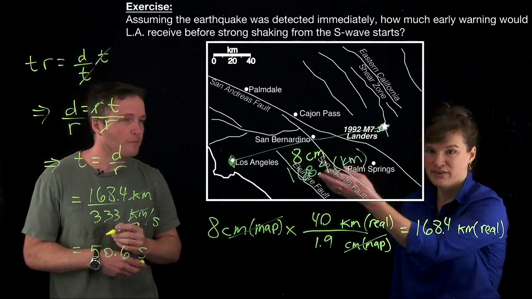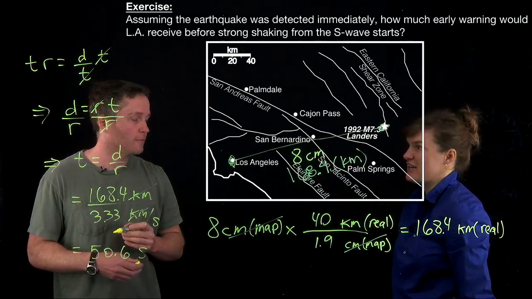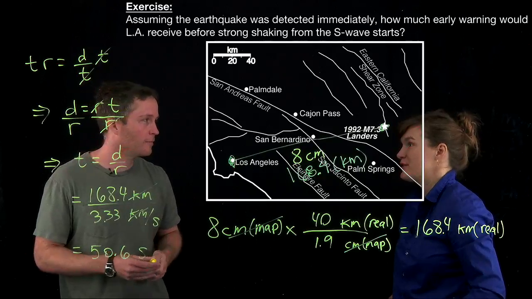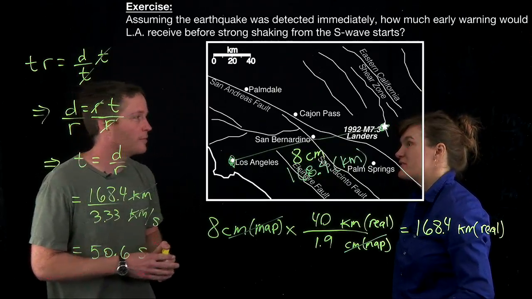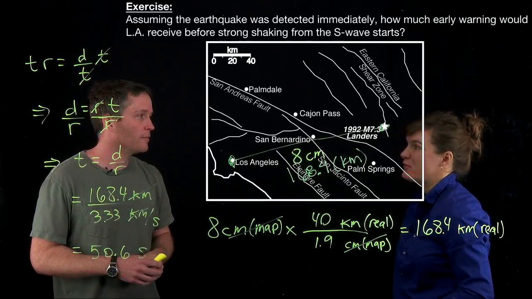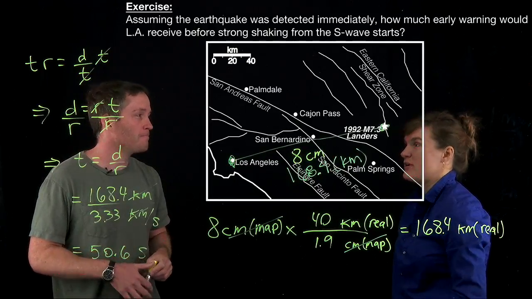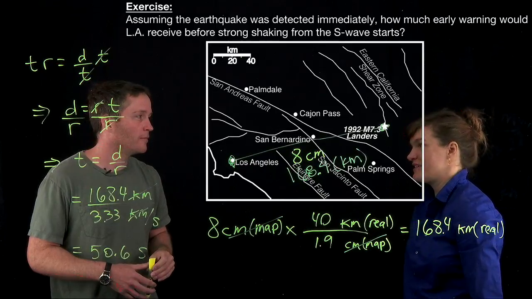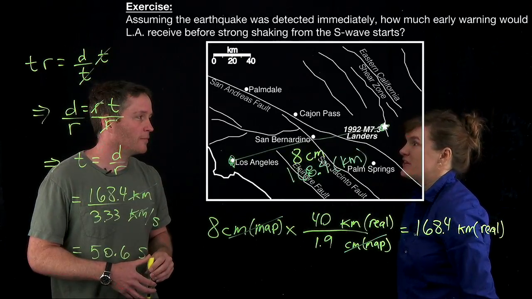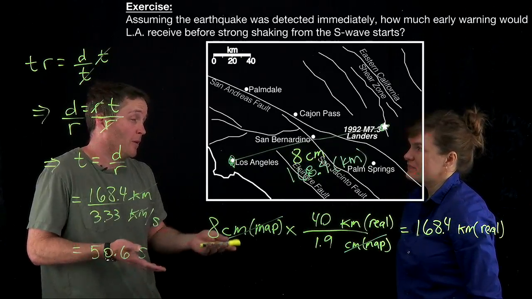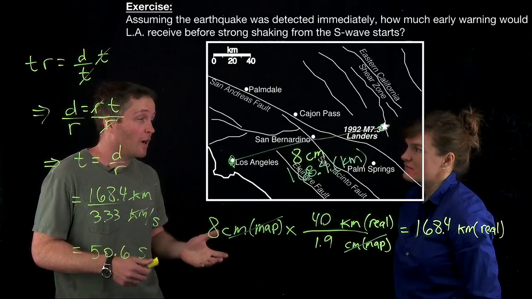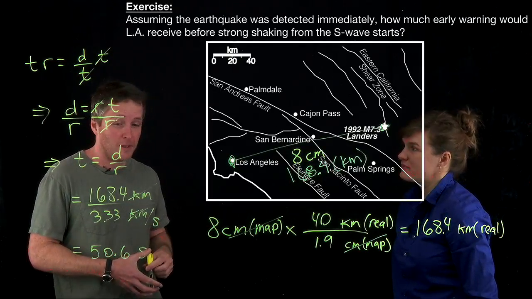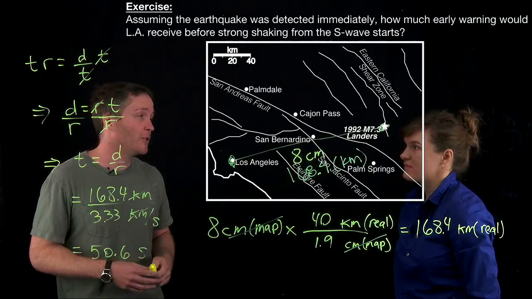Wow, so LA would have nearly a minute of time to get under, say, a sturdy table in their office or at their school desk and wait for the shaking. Right. But we know in actuality it takes some time for the earthquake to be detected and for a warning system to alert people. And that's true. And then we know that even though the P waves are less strong, they will arrive before 50.6 seconds because they're faster than the S waves.